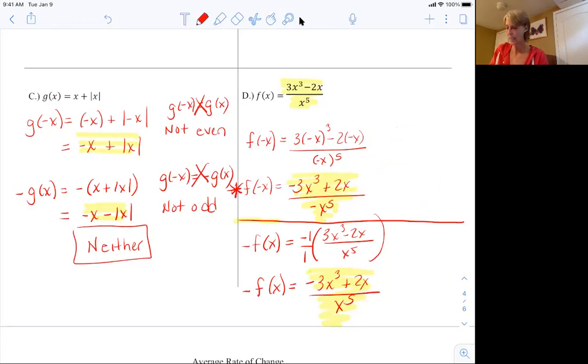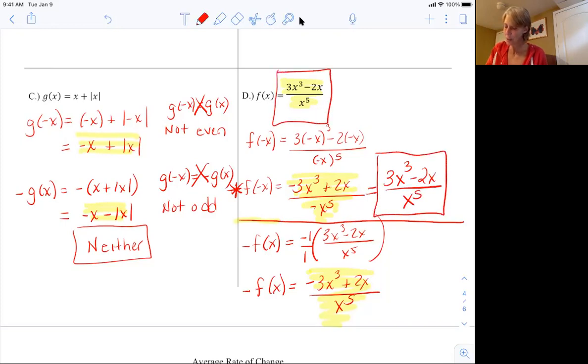But up in this example right here, I just needed to take a closer look. If you look at that negative x to the fifth on the bottom, in math, sometimes we don't like to have the negative on the bottom. So if I divide through this, this becomes 3x cubed minus 2x over x to the fifth. And then these two actually match up.